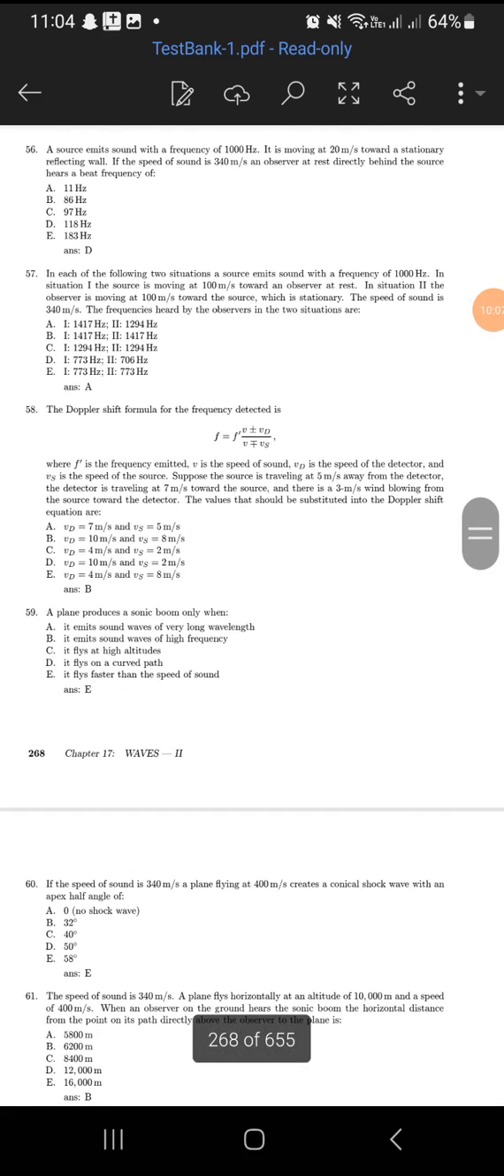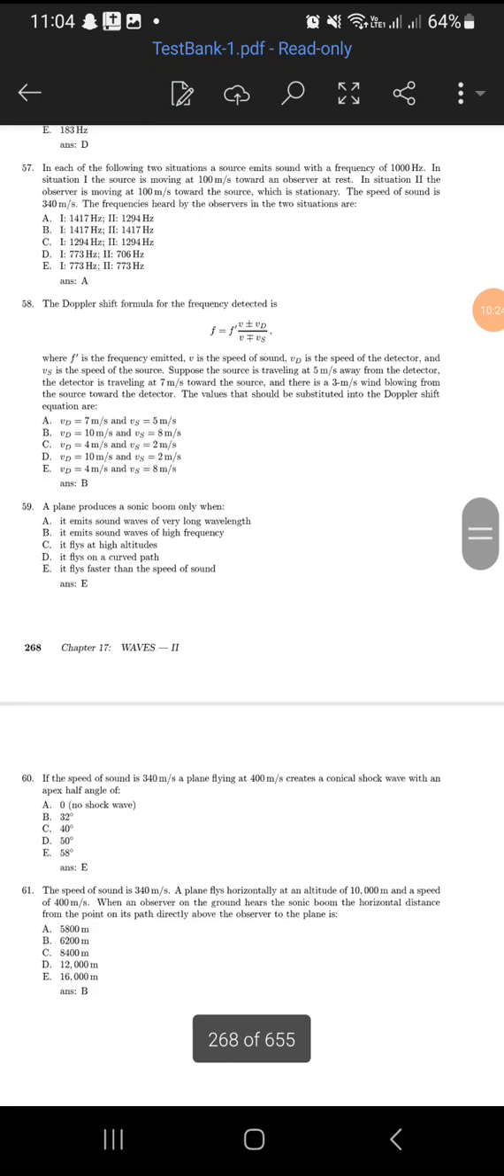A source emits sound with a frequency of 1000 Hz towards a stationary reflecting surface. But this one I can calculate, 118 Hz.